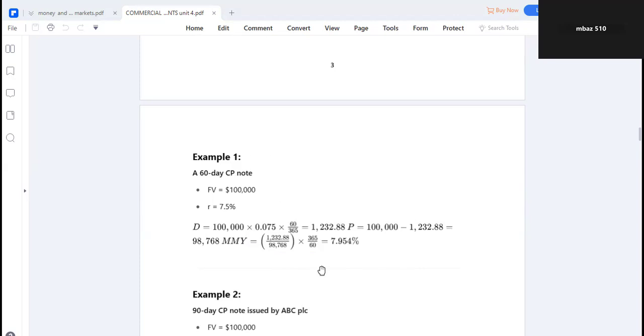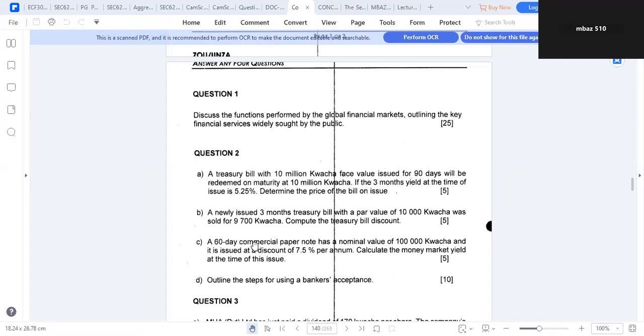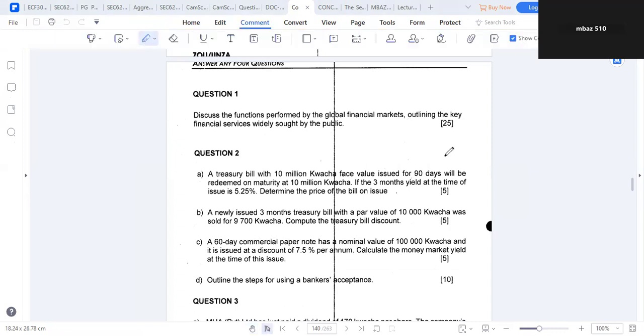So let's go to our exam paper. This was an example from the textbook, and see how this question was brought here. It was carrying 5 marks. We have a 60-day commercial paper. The nominal value is 100,000 and it is assumed to be at a discount of 7.5 per annum. Calculate the money market yield. All right, so what did you say? How do you calculate the money market yield? Who remembers? This one is 5 marks.